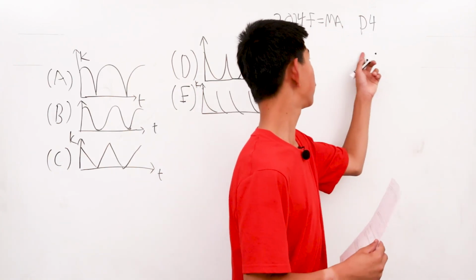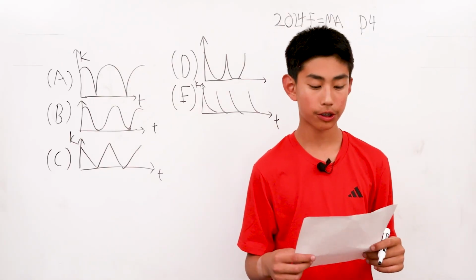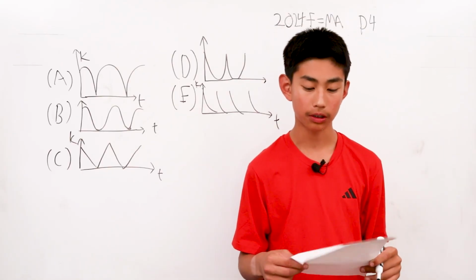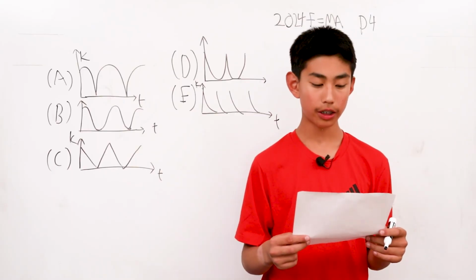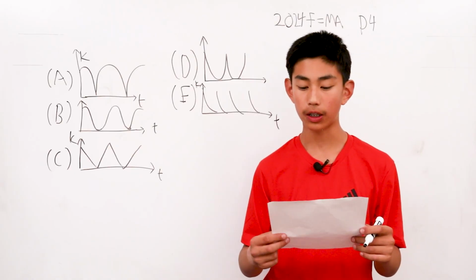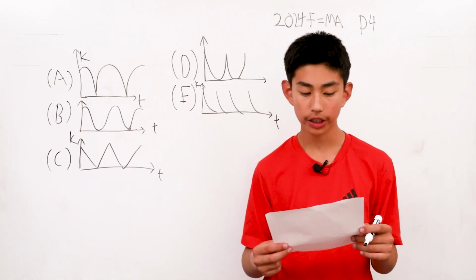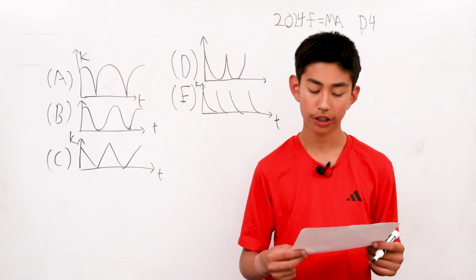We're solving problem 4 from the 2024 F equals MA exam. A bouncy ball is thrown vertically upward from the ground. Air resistance is negligible, and the ball's collisions with the ground are perfectly elastic. Which of the following shows the kinetic energy of the ball as a function of the time? Assume the collisions are too quick for the duration to be seen in the plot.